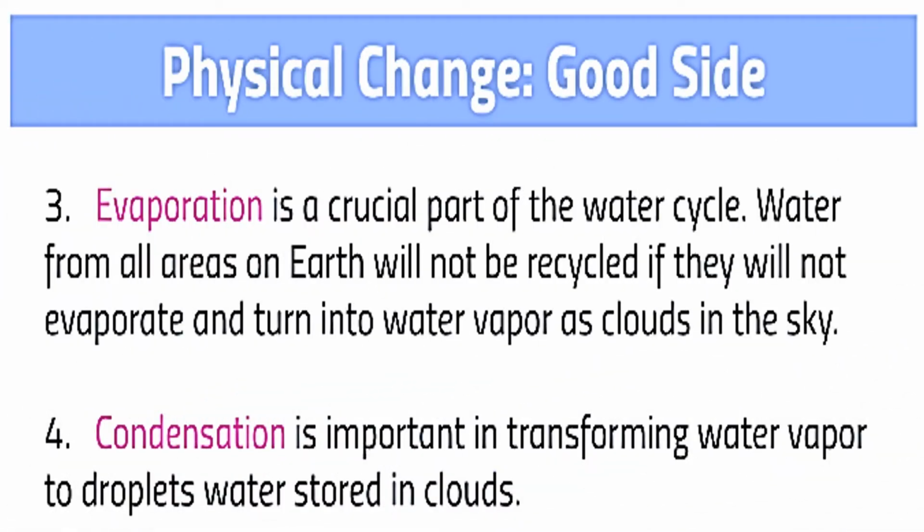Number 3 is evaporation. Evaporation is a crucial part of the water cycle. Water from all areas on Earth will not be recycled if it does not evaporate and turn into water vapor as clouds in the sky. So the physical change from liquid to gas causes the water cycle. So it's a good side. Next is condensation. It is important in transforming water vapor to droplets, water stored in clouds.